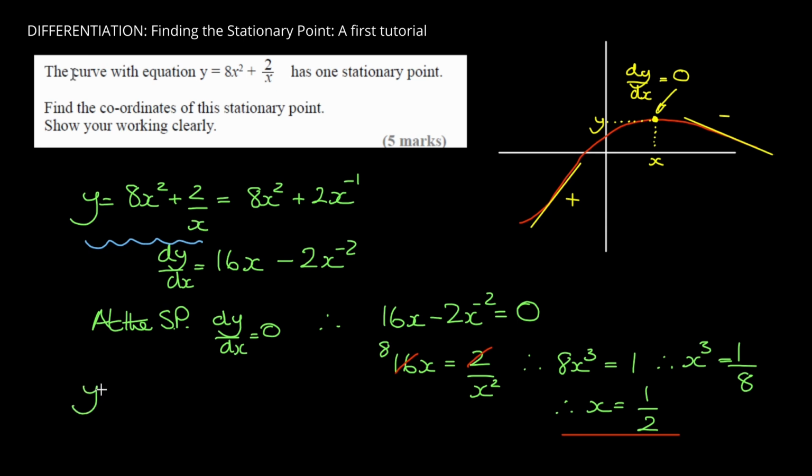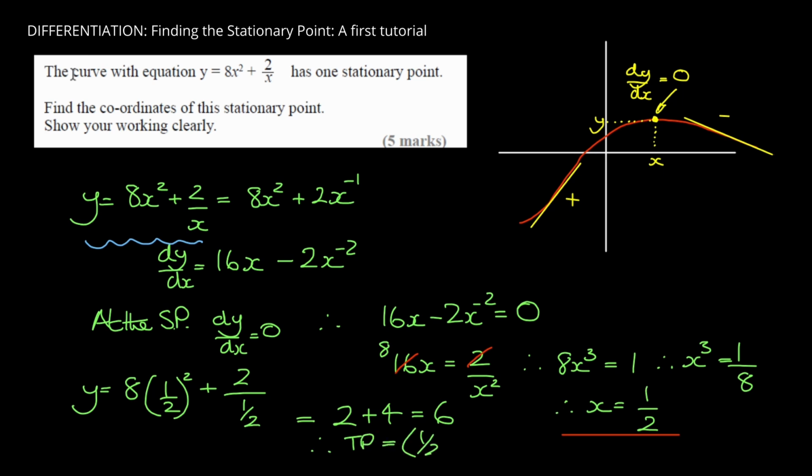So we get y is equal to 8 times a half squared, plus 2 divided by a half. Running out of space a bit, but a half squared is 1 over 4, so this will be 8 over 4, which is 2. 2 divided by a half is the same as 2 multiplied by 2. So this second term will be plus 4, and that is equal to 6. Therefore, the turning point, TP, is equal to the x coordinate, which is a half, and the y coordinate, 6. And that is your answer.